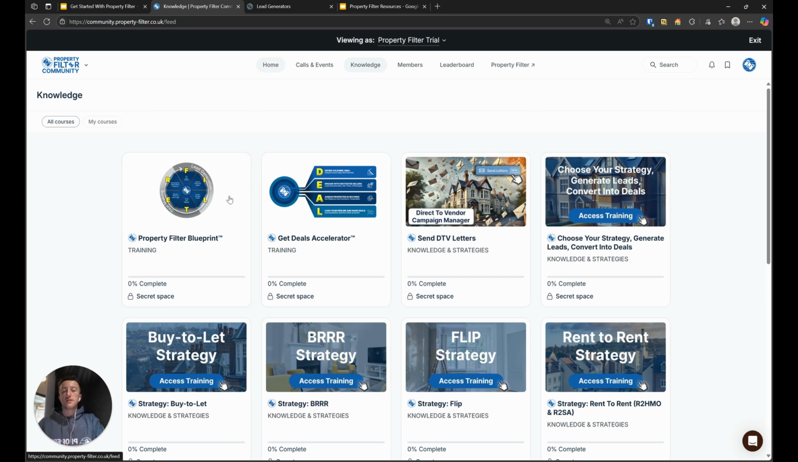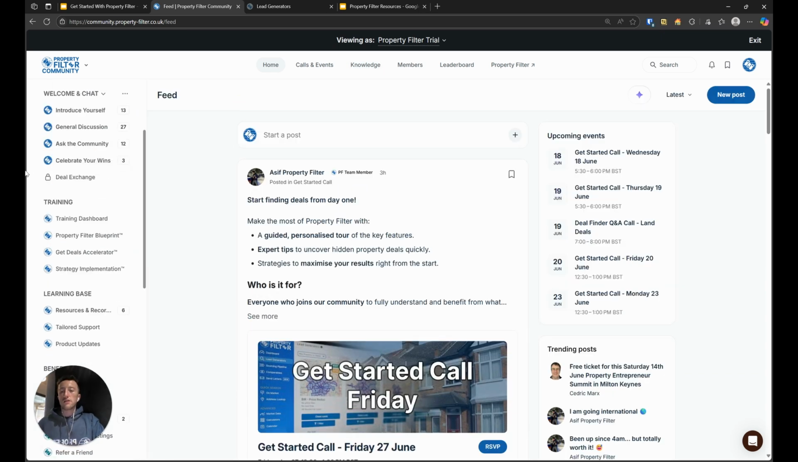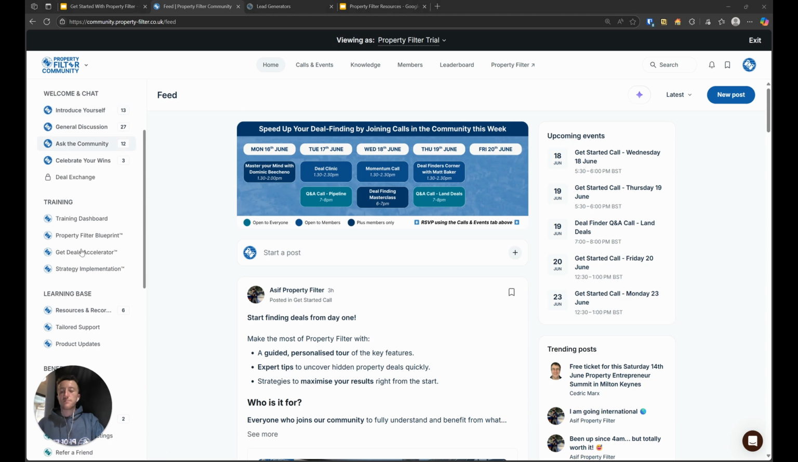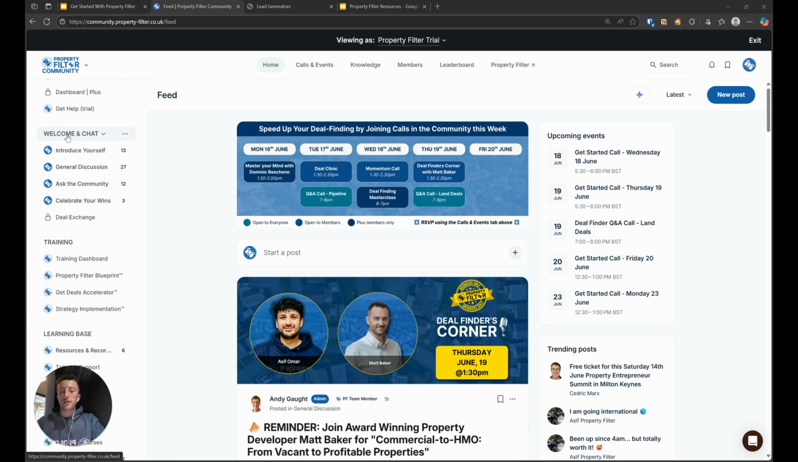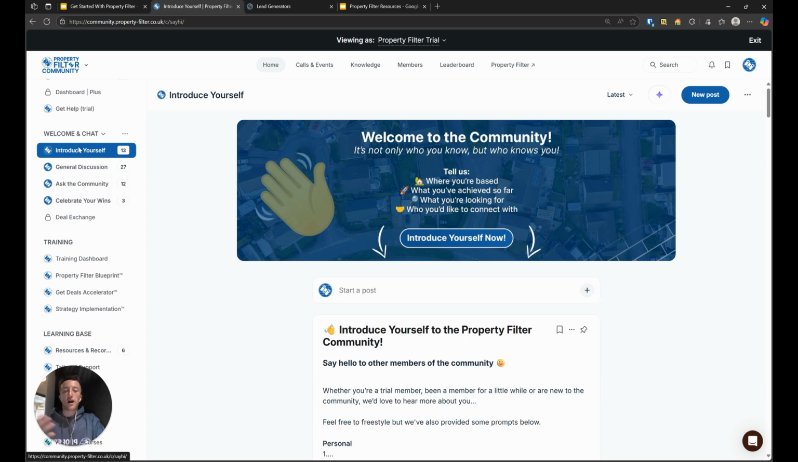And then after that, one of the other parts of the community which is very useful is the facility to network. So on the left here we have the welcome and chat section. In here, introduce yourself, tell people where you're investing, what you're looking for, how you can help people. And there's more than 1,000 people in here, and there's a very good chance that either someone can help you or you can help others. So I would certainly encourage you to do that.